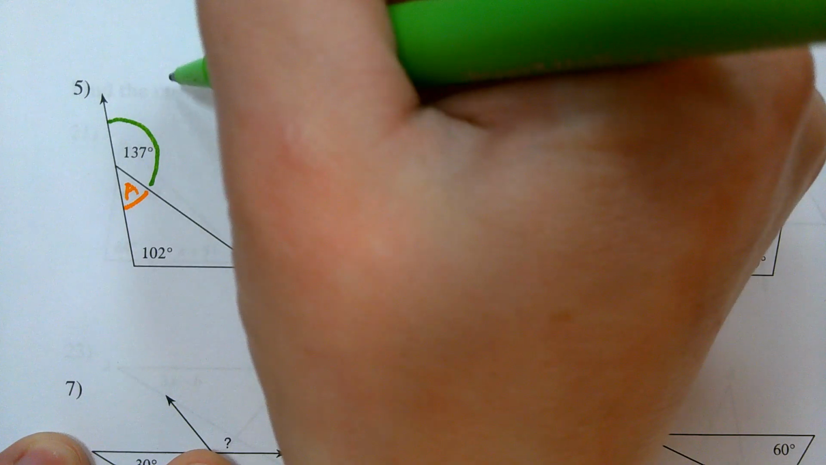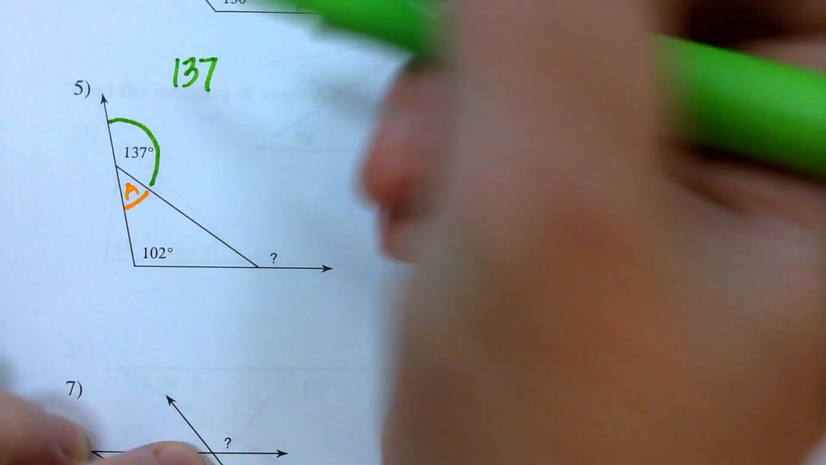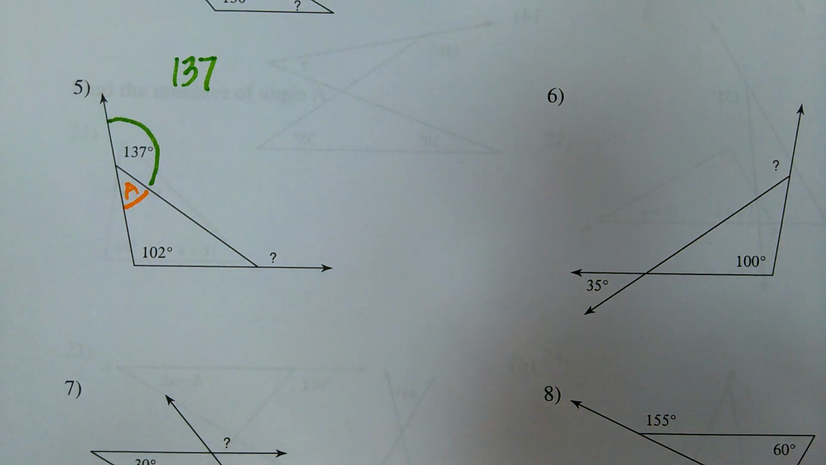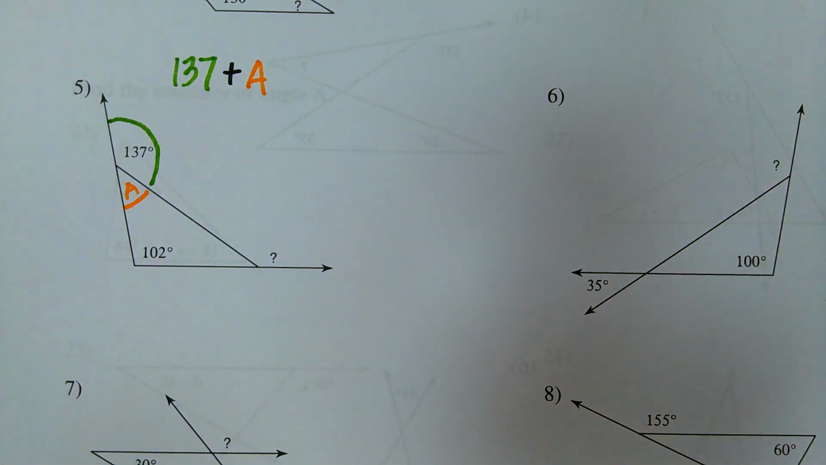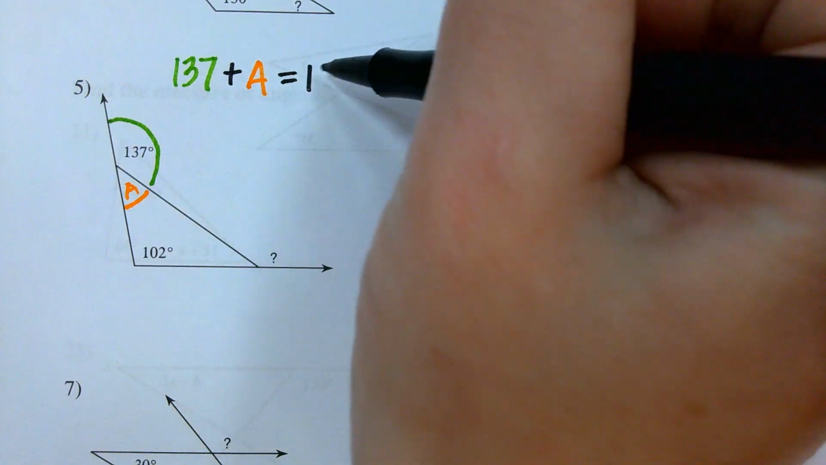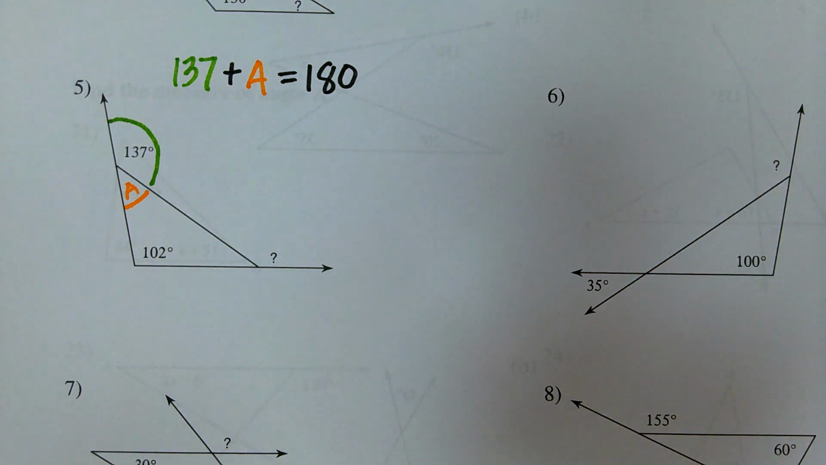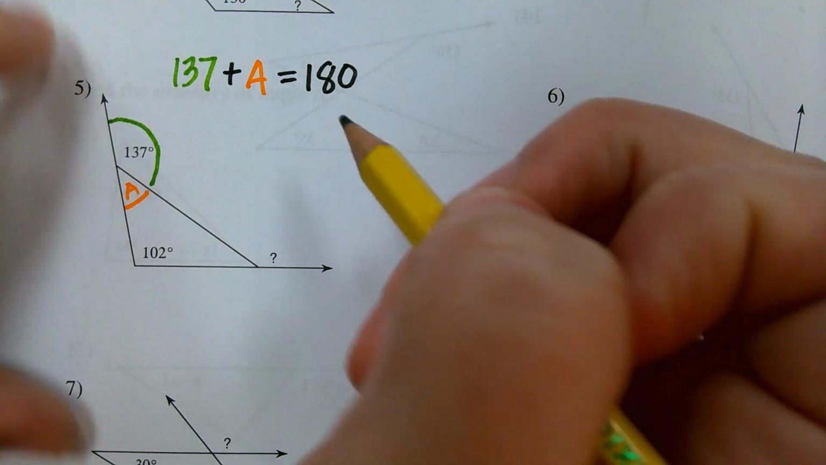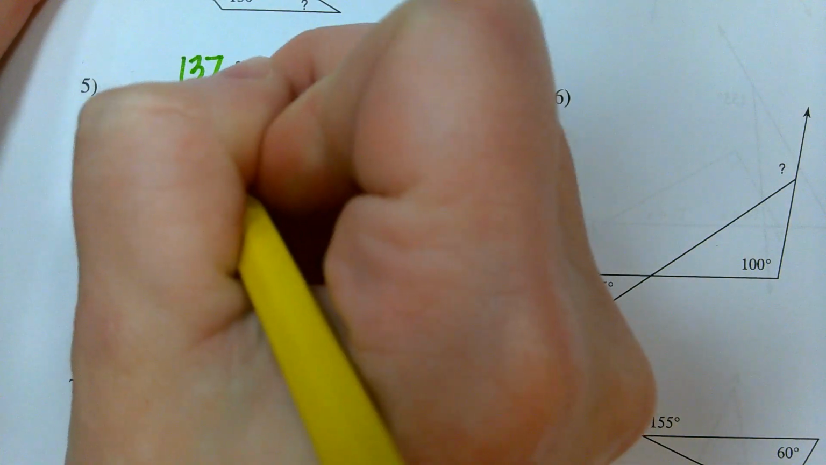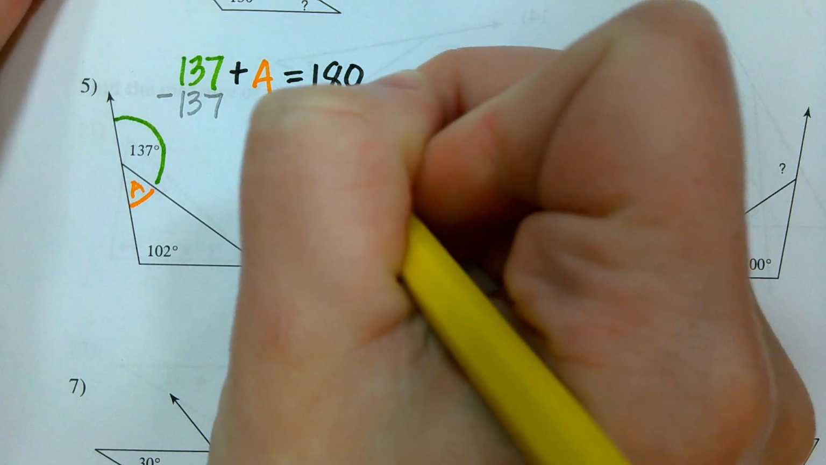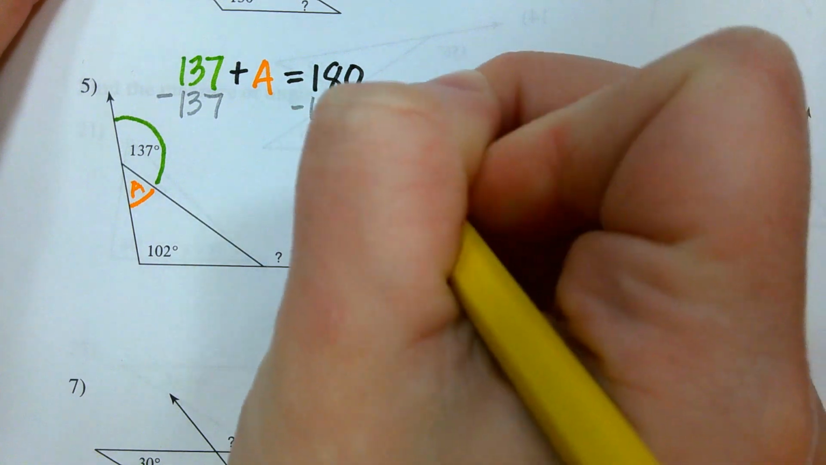I know 137 plus whatever angle A is, when I add them together, they're going to equal 180 degrees. Okay. So let's go ahead and do that. Let's solve for A. What would I do first? Subtract 137. Yes, let's subtract 137 from both sides of our equation.